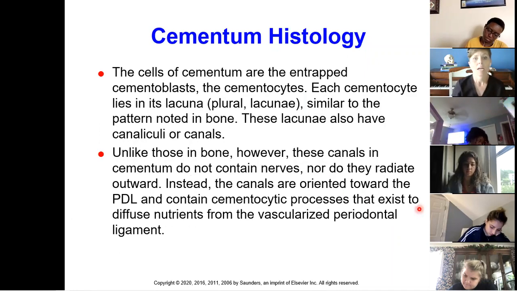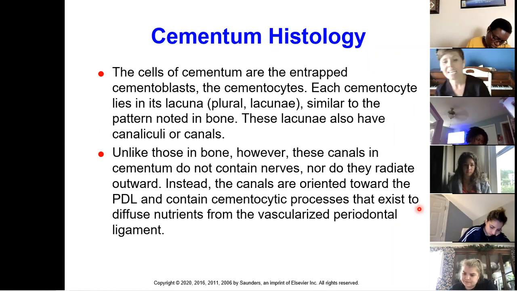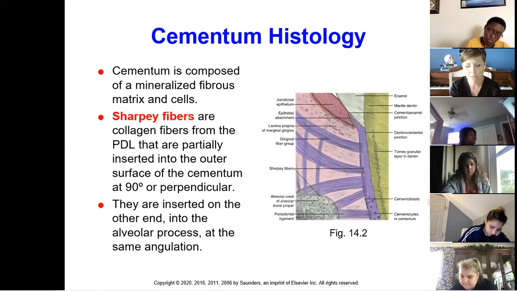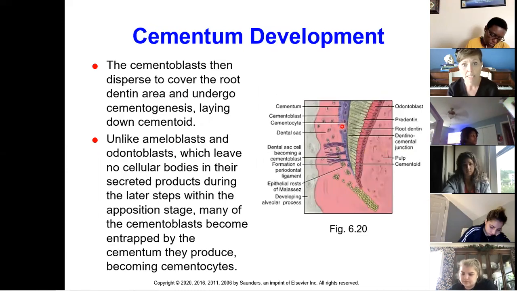All right. So the cells of the cementum are the entrapped cementoblasts, the cementocytes. Each cementocyte lies in a lacuna, which is similar to the pattern noted in the bone. They also have canaliculi, or canals. If you remember from this little picture, here, there's the cementocyte, then there's the cementoblast, and they make the cementum there.